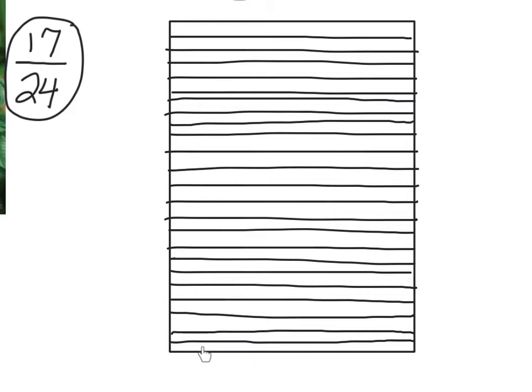Let's double check. 1, 2, 3, and so on, up to 23, and 24, and that's exactly what we need here, 24 parts. When you're drawing that many lines, that's why it's important to double check and count when you're all done to make sure you get it correct.